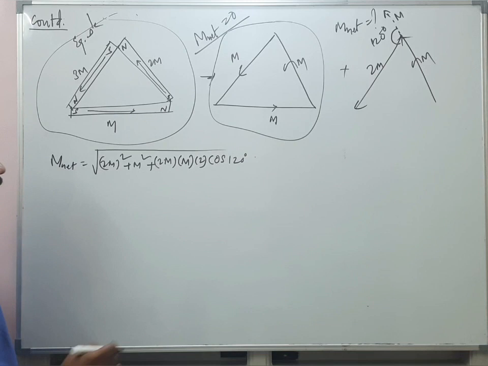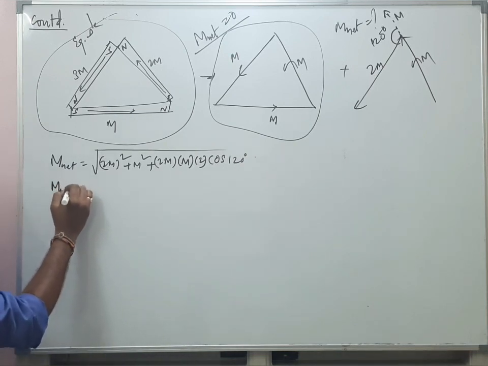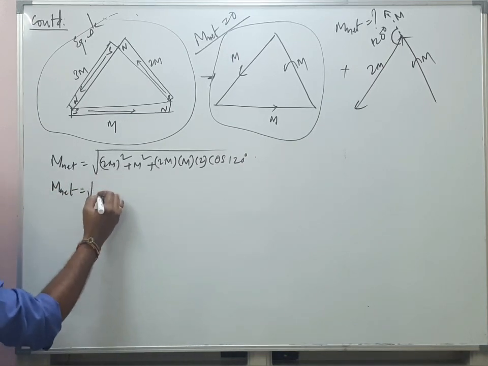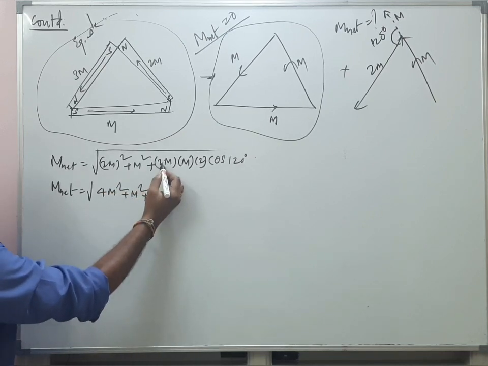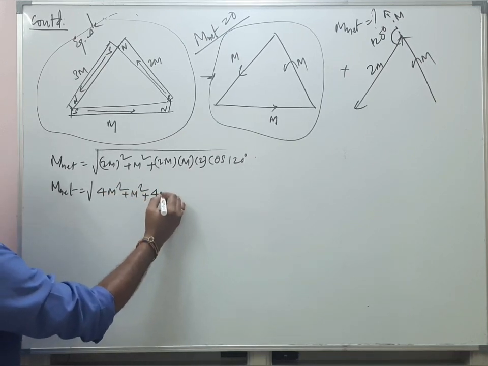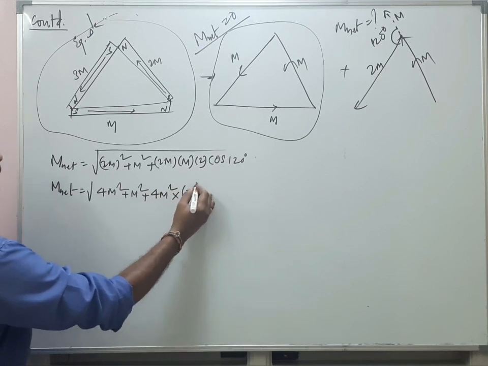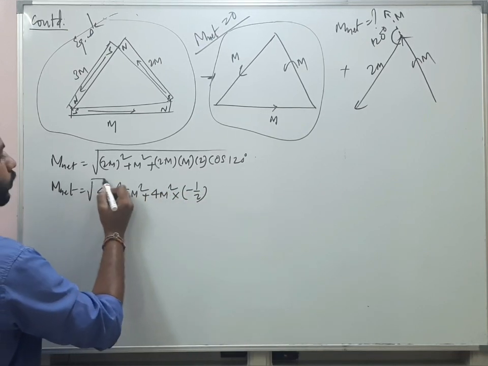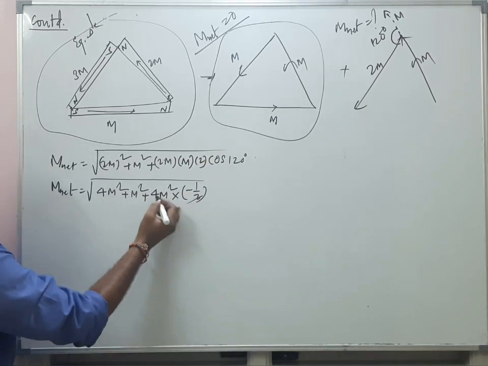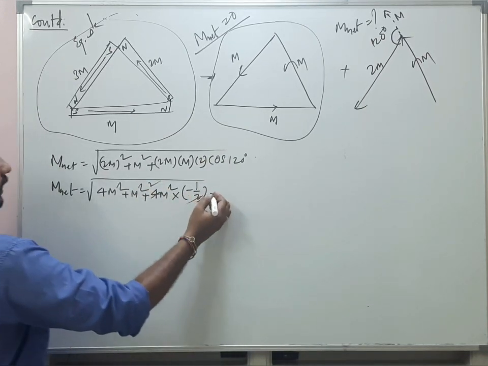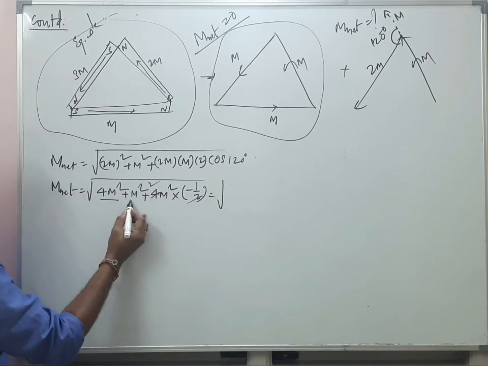Now, the same thing I can write: net magnetic moment will be equal to square root of 4m square plus m square plus 4m square into minus 1 by 2. What is cos 120 degrees? It's minus 1 by 2. There are 2 2's here, so I can say square root of 4m square plus m square.